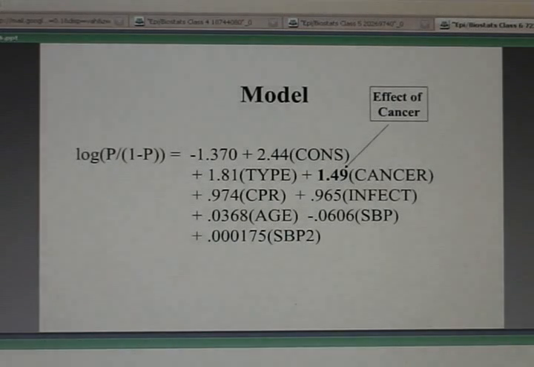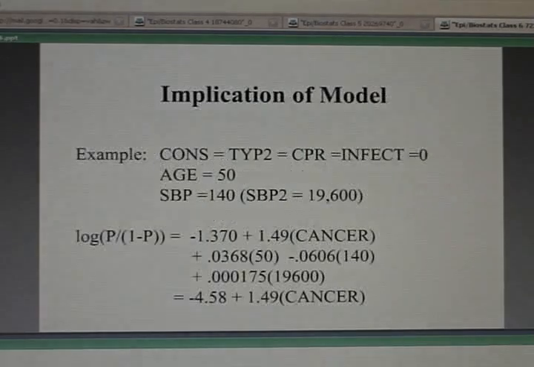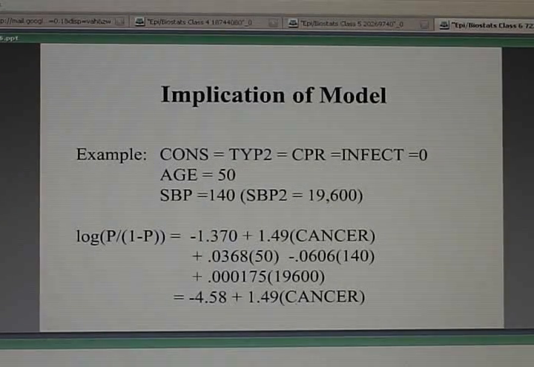So to see that, let's suppose we look at a person in the model whose value for consciousness was 0. In other words, he was alert. His value for type, T-Y-P-E, that's a typo here, that should be a T, was also 0. So he was a non-emergent admission. His value for CPR was also 0. He did not have prior CPR. He also didn't have a prior infection. So let's suppose all the values for those 4 risk factors is 0.